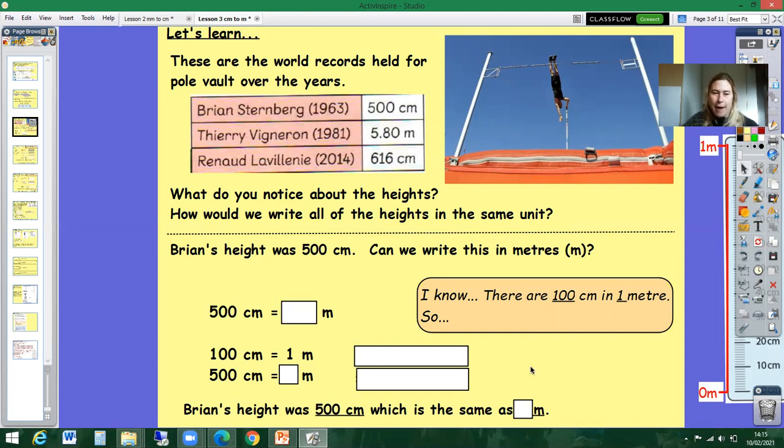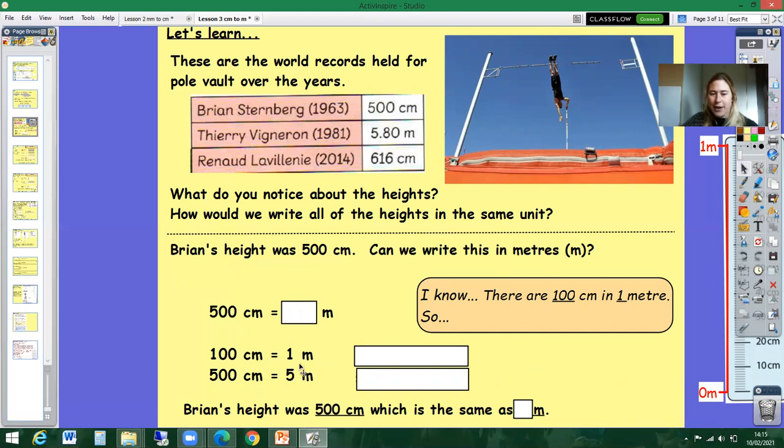So we're going to think about writing these measurements in meters first. So Brian's height was 500 centimeters. We can see it there. Can we write this in meters? So I want to know 500 centimeters equals how many meters? I'm going to use what I know. I know that there are 100 centimeters in 1 meter. So 500 centimeters would be 5 meters.